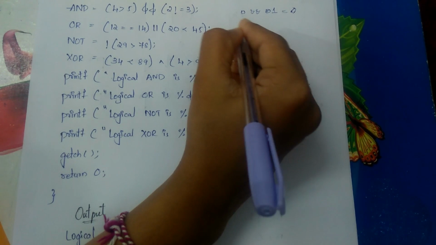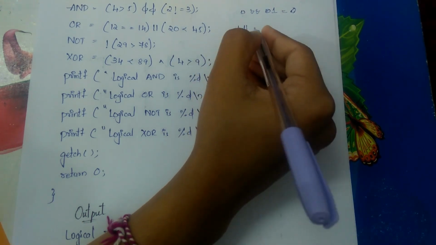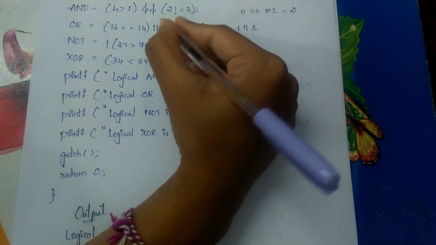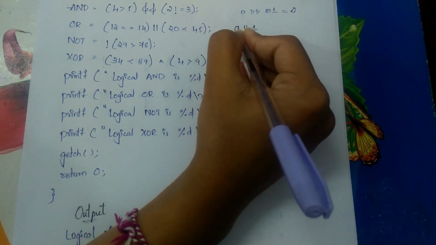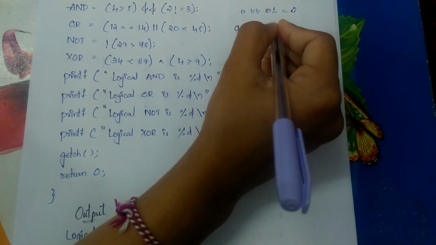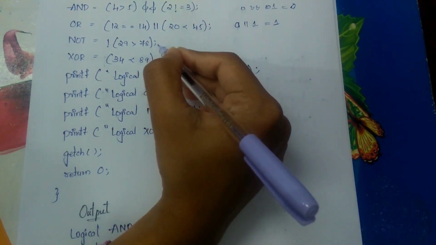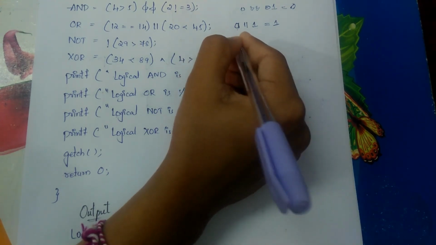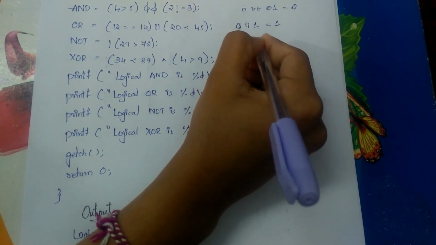Then the next one we have 12 is equal to 14. The statement is false, and logical OR 20 is less than 45. The statement is true, so 1. 12 is equal to 14 is false because 12 is not equal to 14, and logical OR 1. So finally, when we are applying the logical OR between 0 and 1, it returns 1. The next one, logical NOT of 29 greater than 78. 29 is not greater than 78, so the statement is false. So we get 0. And when we are applying the logical NOT to the 0, then it returns 1.